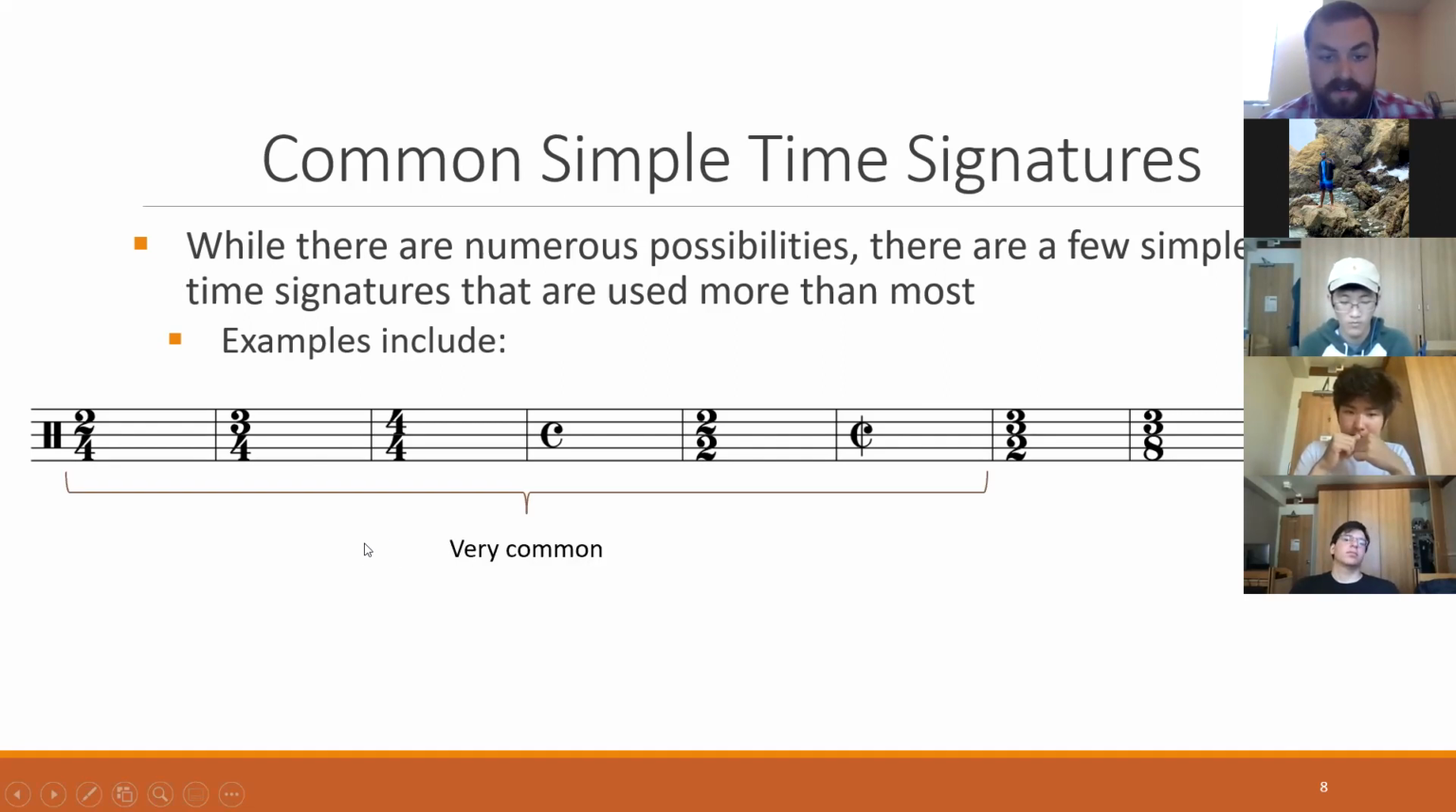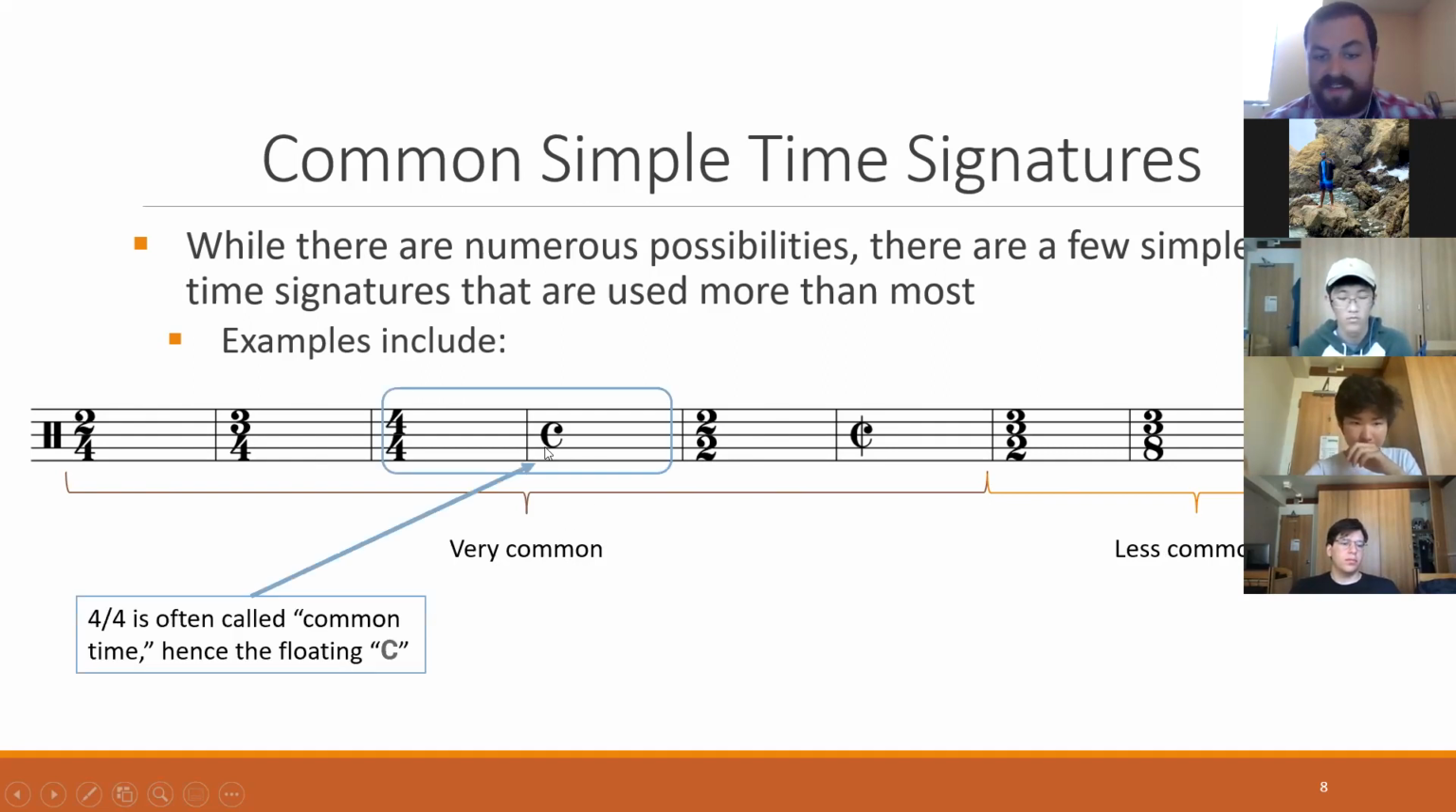In particular, this group here is very, very common, and this group over here is less common. We'll see them, and we'll talk about 4/8 a little bit later. But if you committed 2/4, 3/4, 4/4, and 2/2 to memory, that would basically cover all of your simple time bases for most music.